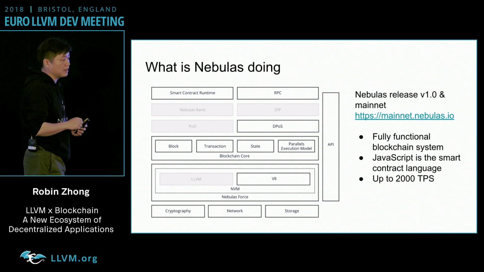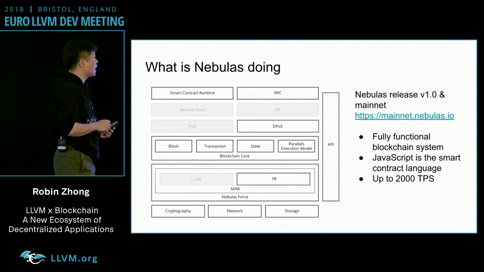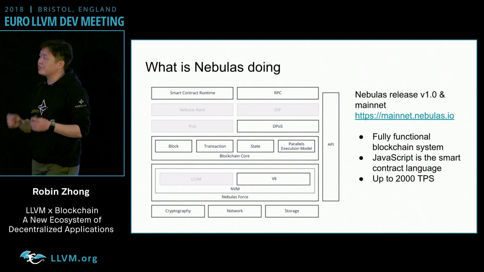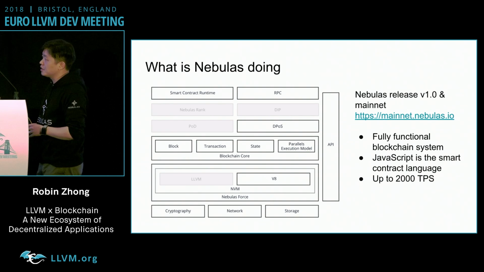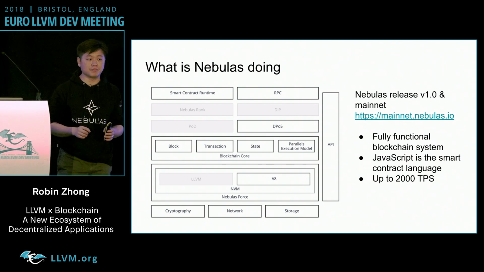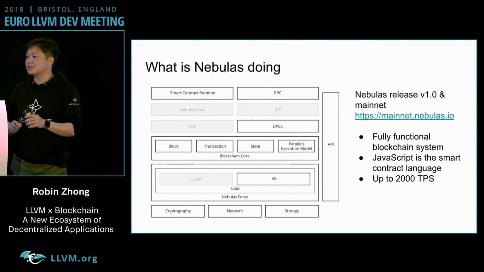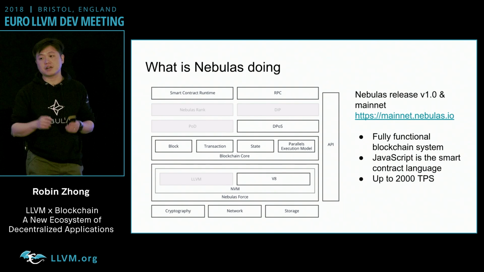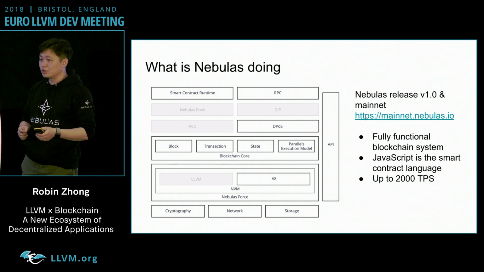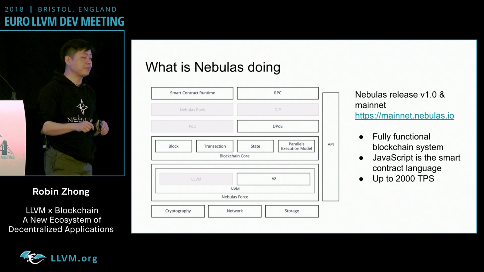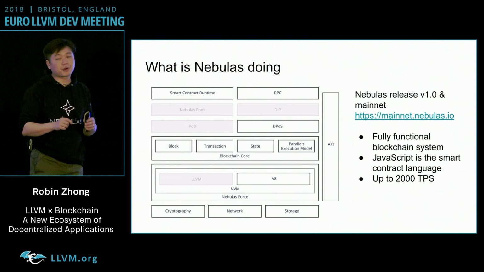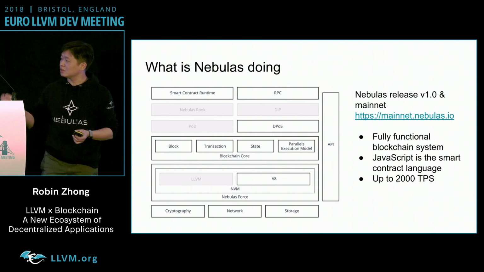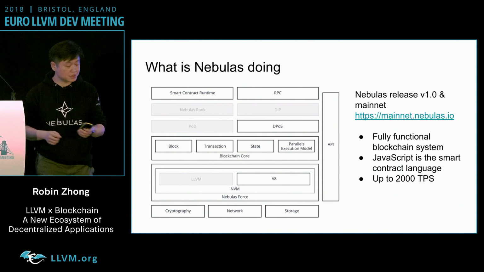And we are working on that. Nebulas is working on that. Here is our architecture for Nebulas. We just released our first version and our mainnet last month. It's a fully functional blockchain system, just like Ethereum. The difference is the smart contract. We integrate the Chrome V8 engine, which supports JavaScript and TypeScript to write smart contracts, and it also supports WebAssembly. The performance is quite high, 2,000 TPS, but I don't think that's a big deal. So that's what we are doing.